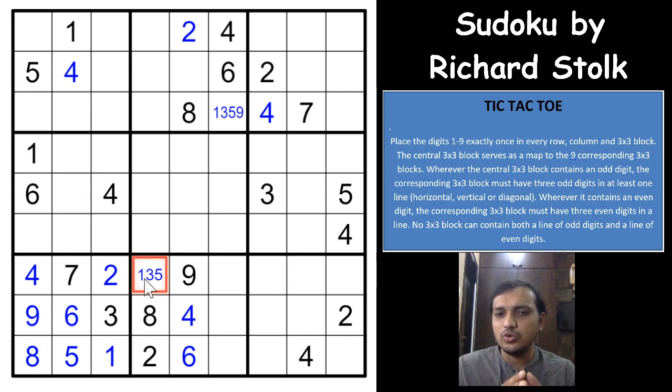Richard Stokes Sudokus are really excellent and very fun to solve because they are purely logical, and he knows how the solver will find or will have fun in solving the Sudoku, and will construct the Sudoku in a way that the solver needs it, really. And that is why I really love his Sudokus.